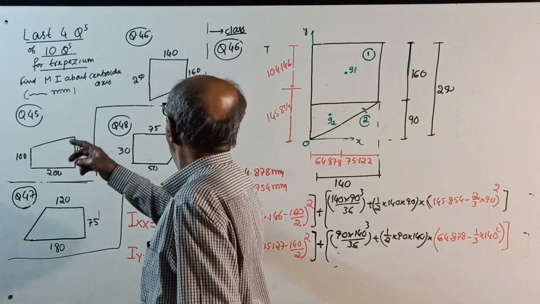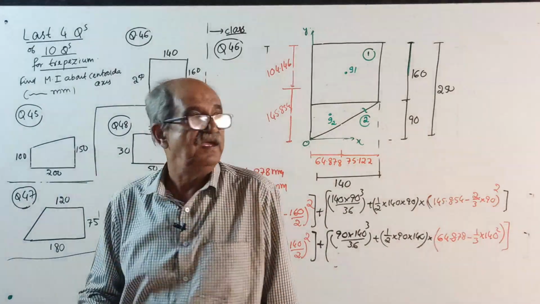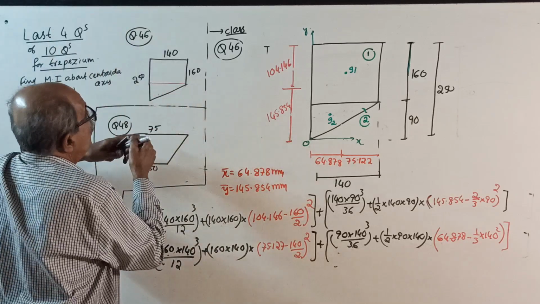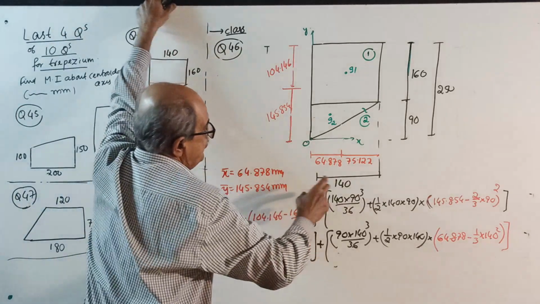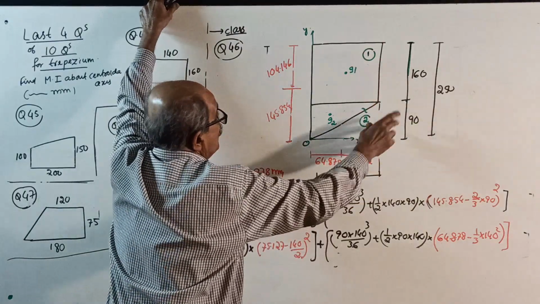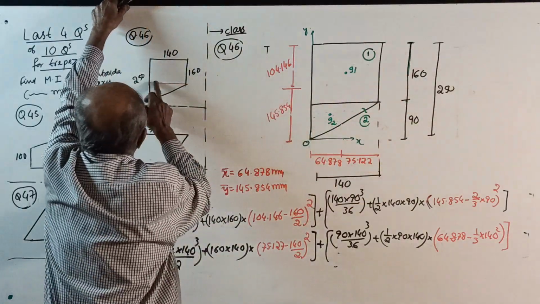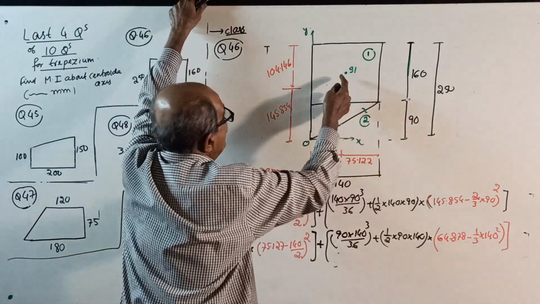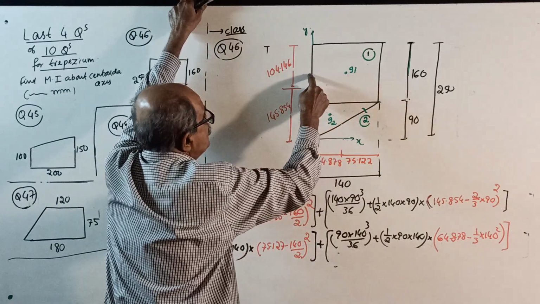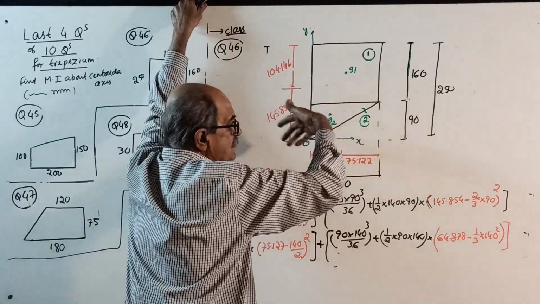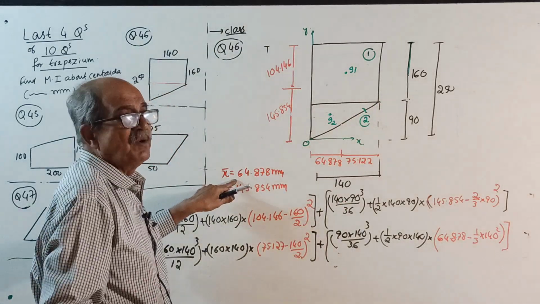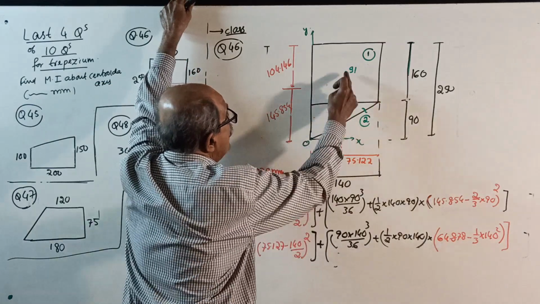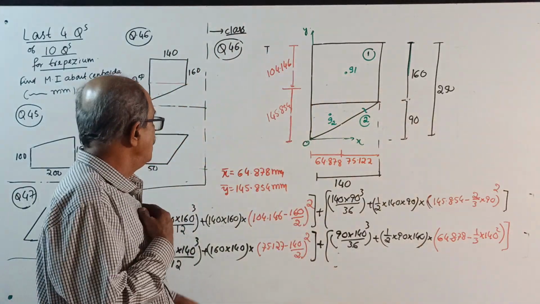Now question 46. See, I put here, divide like this. So 140 by 160. Then from 250 subtract 160, 90. A1 x1, A2 x2 divide by total area, you get x bar. Now I won't tell 1/3, 2/3. A1 y1, A2 y2 divide by total area, you get y bar.